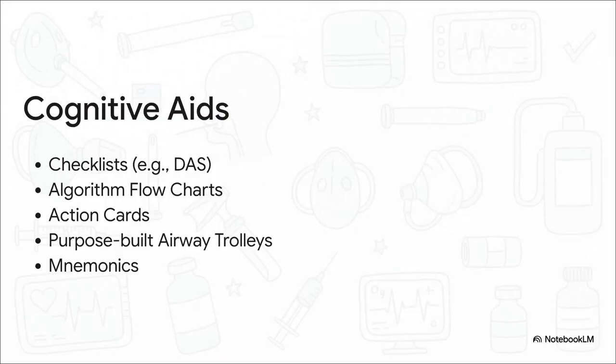The vortex isn't the only tool, though. For your exam, you should be ready to talk about a whole range of these aids. Things like the DAS intubation checklist, simple flowcharts, or even just having a purpose-built airway trolley that's laid out logically. They all do the same critical job. They offload that mental strain and build safety right into the process, so you're less likely to make a mistake when you can least afford one.